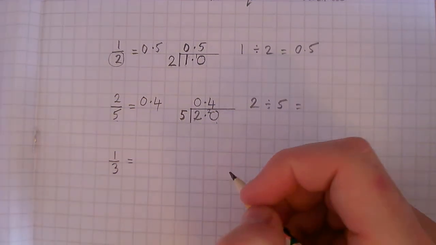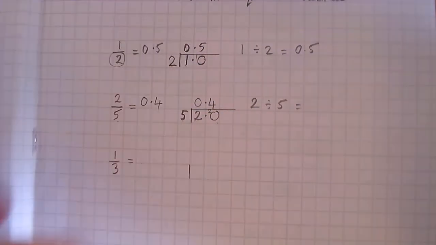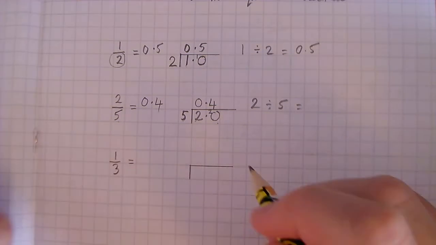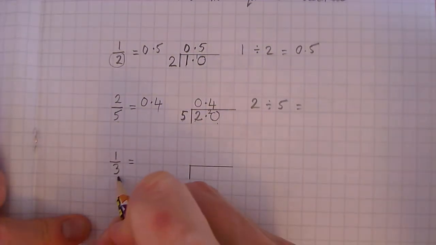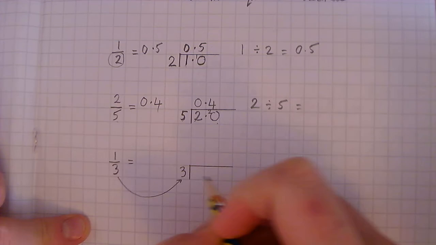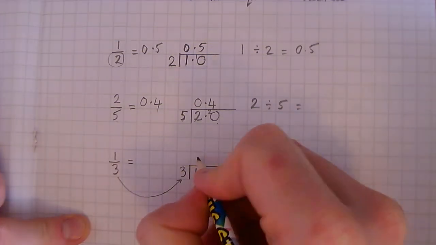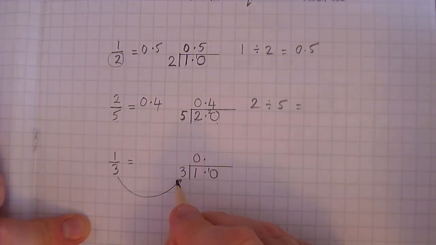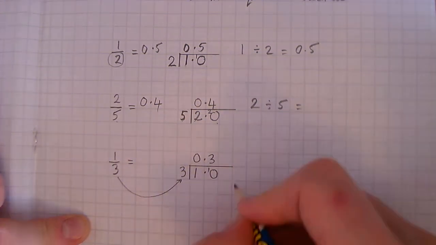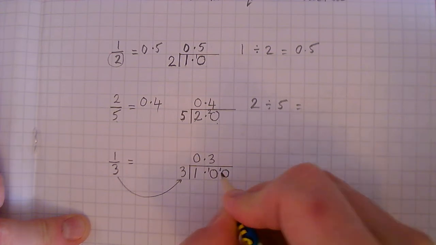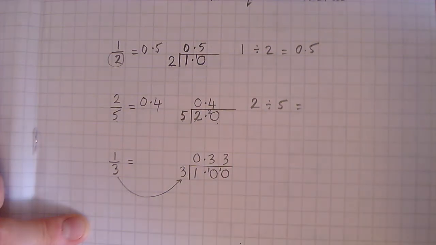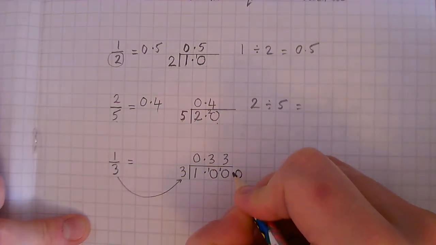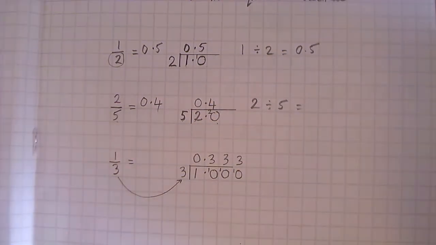1/3. 3 is there. 1 goes there. How many 3's go into 1? 0. Make the 0, put in the decimal point. 3 into 10 goes 3, remainder 1. Make the 0. 3 into 10 goes 3. This 1/3 is 0.3333, and actually it will go on forever, so that's what we call a reoccurring decimal.